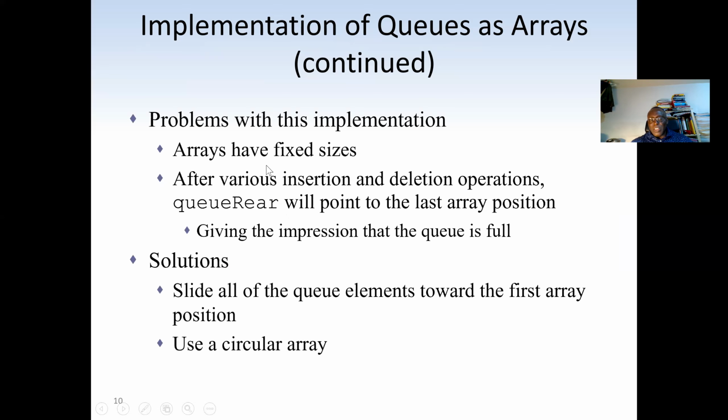So here we say arrays have a fixed size. After various insertion and deletion operations, the queue rear will point to the last array position, giving the impression that the queue is full. But because we removed some items from the front of the queue, we may have space in the front, while at the back we reach the end. So in this case, we are going to slide the queue elements towards the first array position using what we call the circular array.